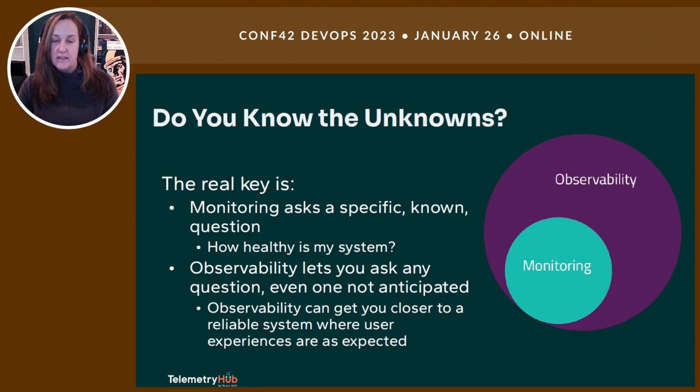The big question here is: do you know the unknowns? Monitoring lets you answer a specific known question, like what's my average response time? Observability takes it a step beyond that and lets you say something like, one of my customers is having a problem, but only one of them. What's unique to them that's causing issues? That's where observability really comes into play. It lets you work with higher cardinality data to slice and dice information that you're gathering from your systems and get to root cause analysis very effectively.